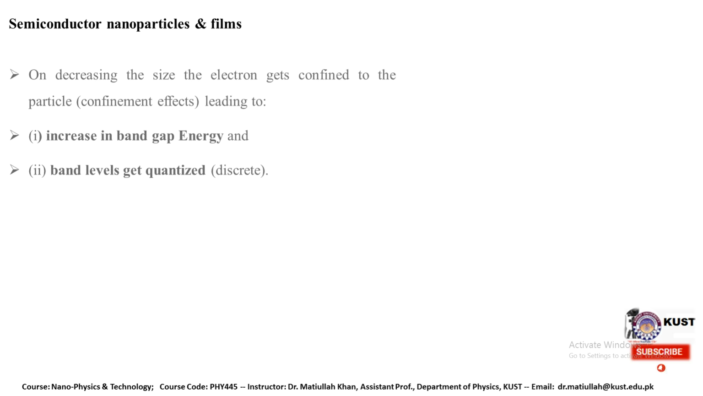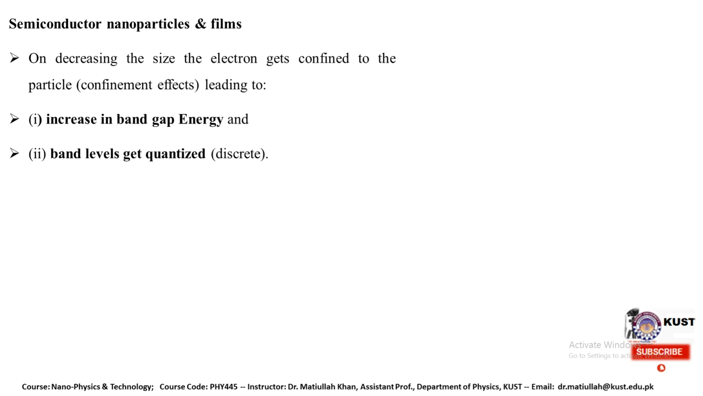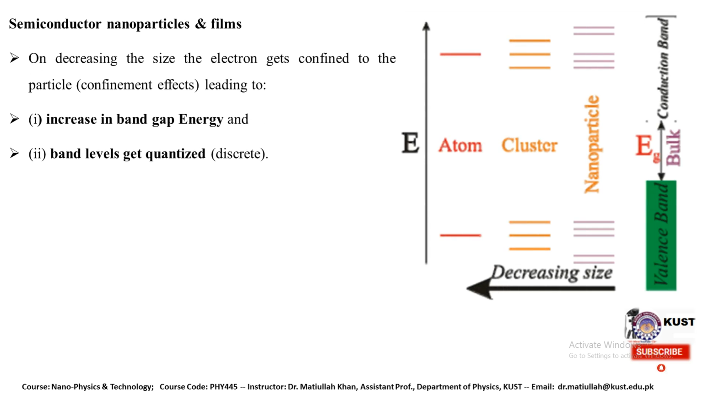So semiconductor nanoparticles and films, how does it affect the optical response of the materials. We see how the size decreases and how the optical response changes. It's greatly linked with the energy gap, or actually the difference between the valence band and conduction band in a semiconductor, and in an isolated atom it is the difference between the lower energy level and higher energy levels. So that is the most important thing.